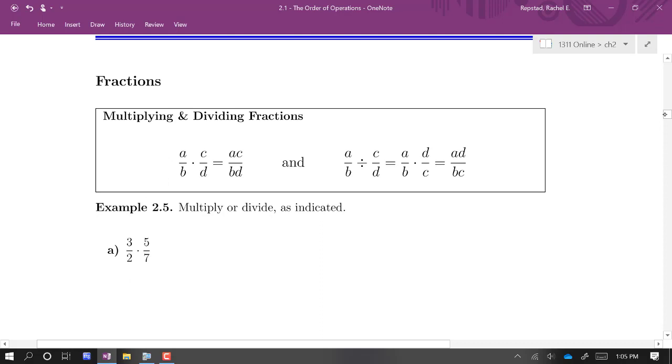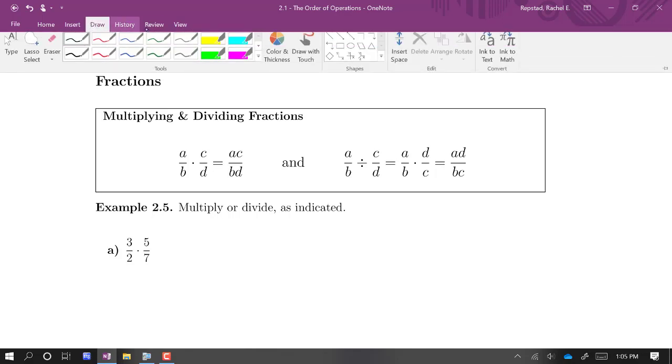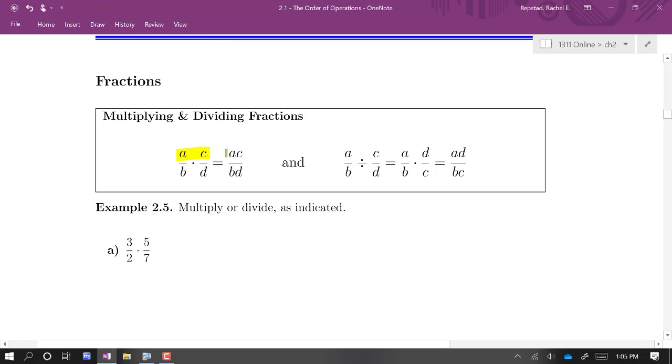Alright, let's do some work with fractions right now. Multiplying and dividing fractions are fairly simple. They're at least less work than adding and subtracting them. If we're multiplying fractions, we just multiply straight across. You multiply straight across, put that product on the top, multiply straight across, put that product on the bottom. I always try to cancel anything that will cancel first, and we'll see some examples where we can do that.